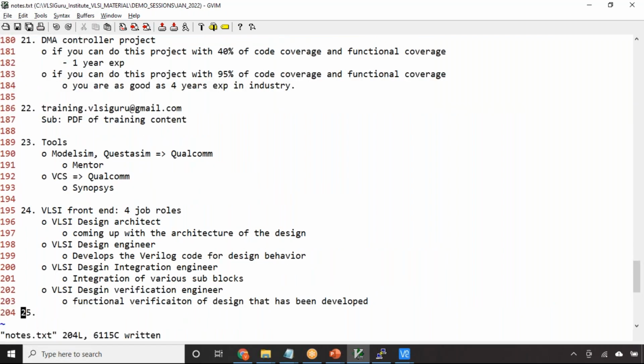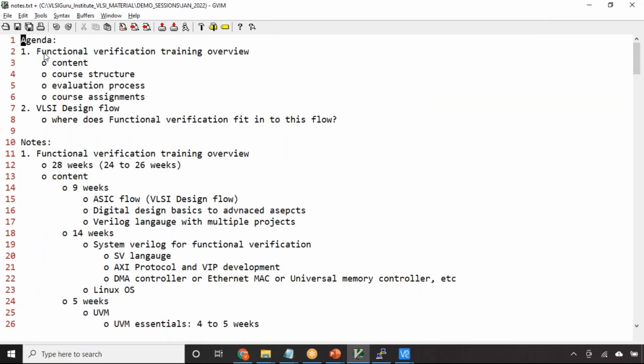Now we'll get into the little technical aspects. We have understood the content and the course structure. Sir, please tell about the four engineering domains you mentioned, and the requirements for each domain. I will explain that also. That is what I'm going to explain when I go to the VLSI design flow.